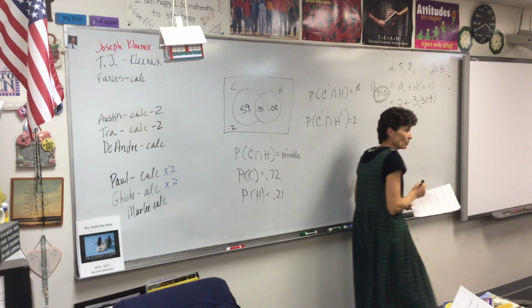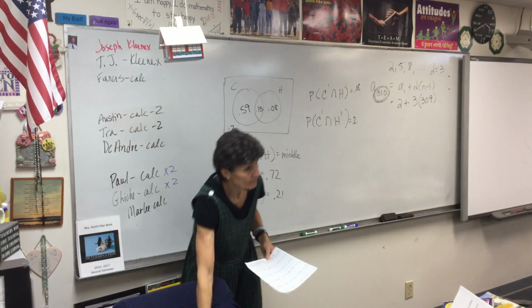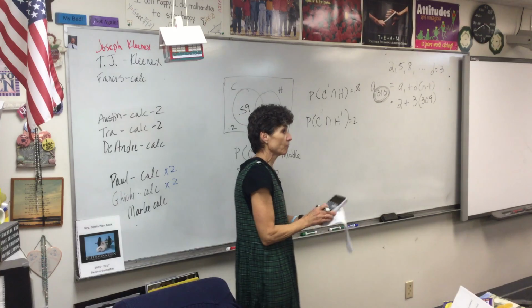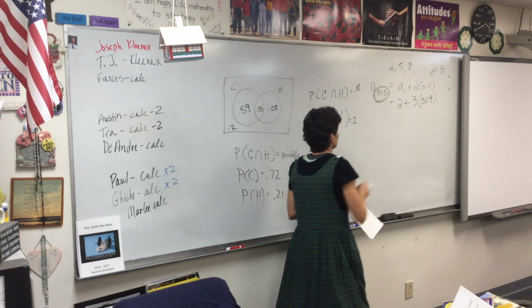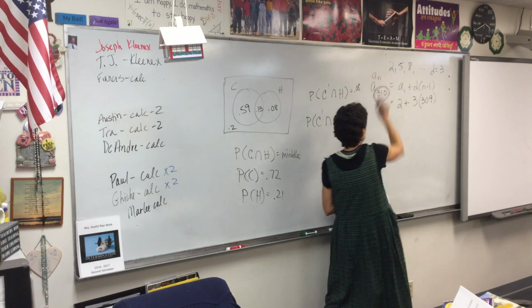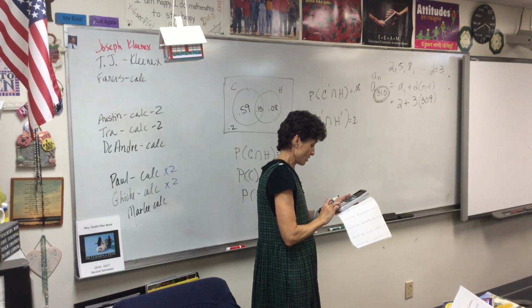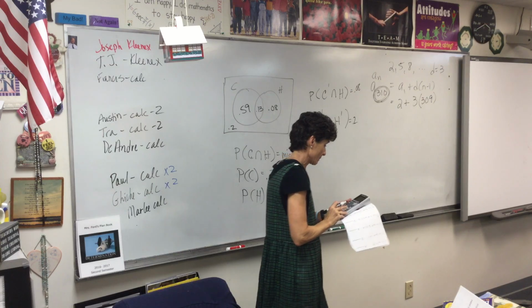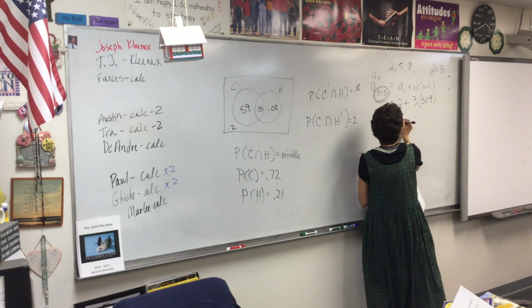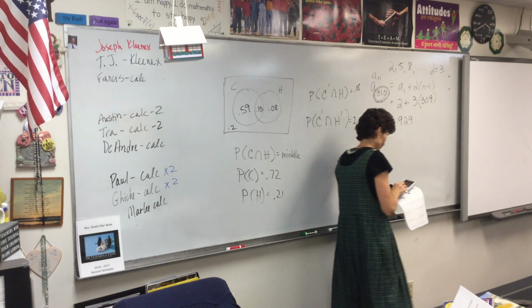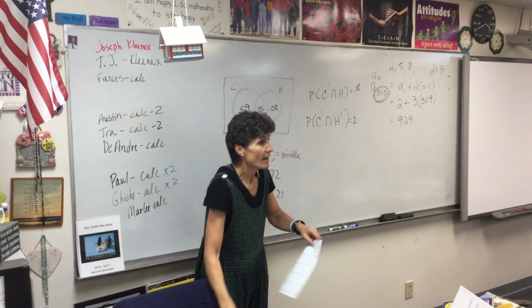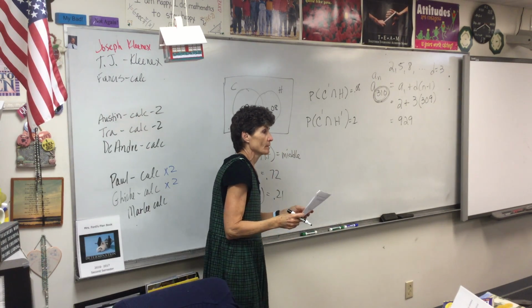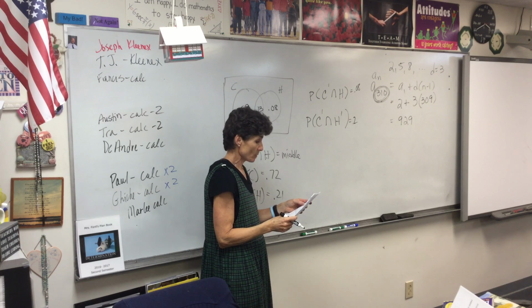310 minus 1, which is 309. The formula says A sub n. This is A sub n, so n is 310. So again, you need a calculator. And I got 929. Everybody else okay with that? It's your last chance now to ask questions. You got it?